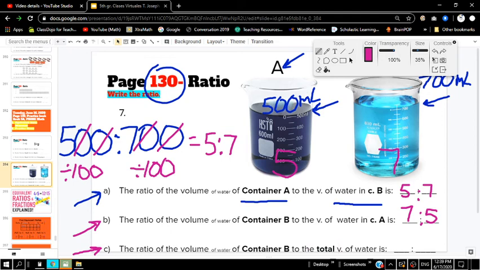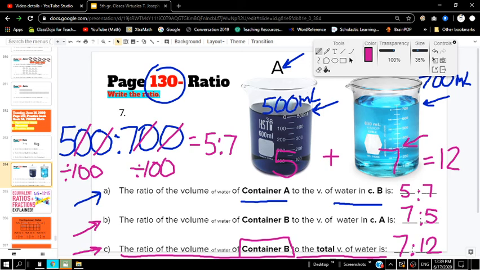It says, the ratio of the volume of water of container B to the total volume of water. Well, I know that my ratio of container B is 7, but now to find my total, I'm going to just add, right? 5 plus 7, which equals 12. So my ratio is going to be 7 to 12.